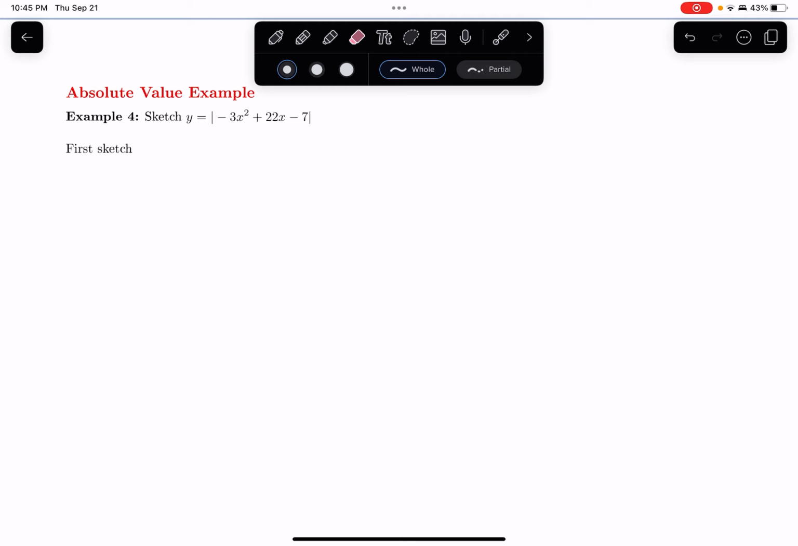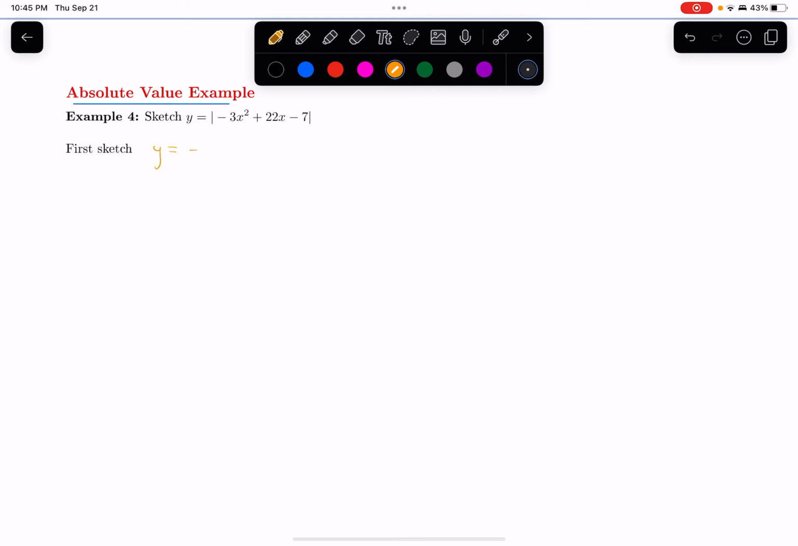In this video, we are continuing section 2.4, and we are going to do an absolute value example. So let's sketch the graph of y equals the absolute value of negative 3x squared plus 22x minus 7. So we have a quadratic function, but it's all inside of an absolute value. To get this started, it would be helpful to know, what is the graph of y equals just the inside of the absolute value going to be?